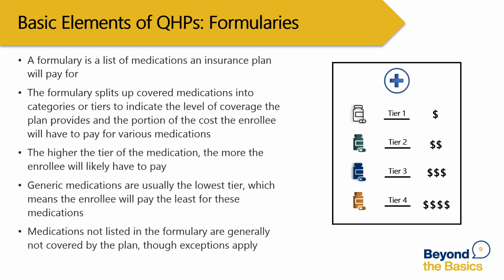So the formulary splits up covered medications into categories or tiers to indicate the level of coverage the plan provides and the portion of the cost the enrollee will have to pay for various medications. The higher the tier of the medication, the more the enrollee will likely have to pay. Generic medications are usually the lowest tier, which means the enrollee will pay the least for these medications.